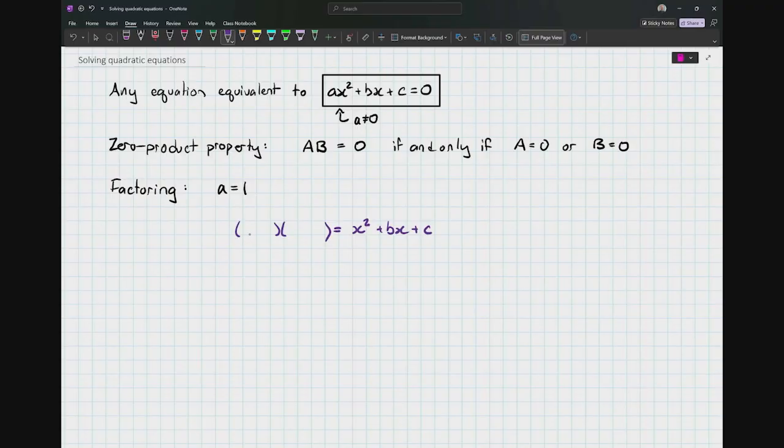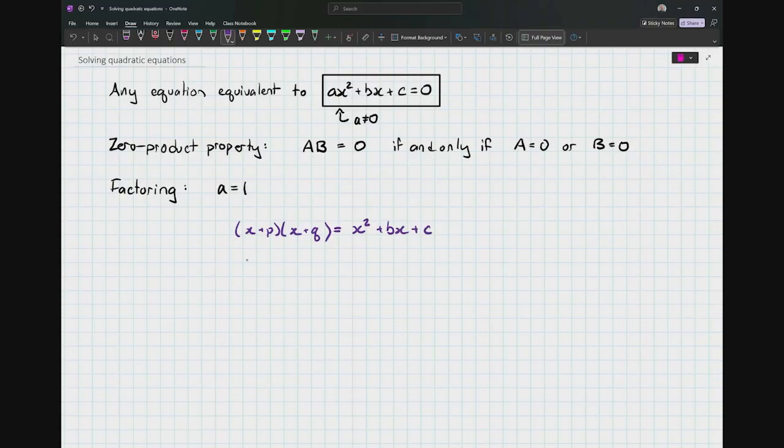Now, we know that when we're putting an x in here, x times x is going to get us our x squared. So that's going to be the first term in each of these smaller linear factors. But then we really don't know what these two other numbers could be. I'll just call them p and q, for instance. That's our goal. Let's see if we can figure out what p and q are when we already know what our b and c are given to us as.